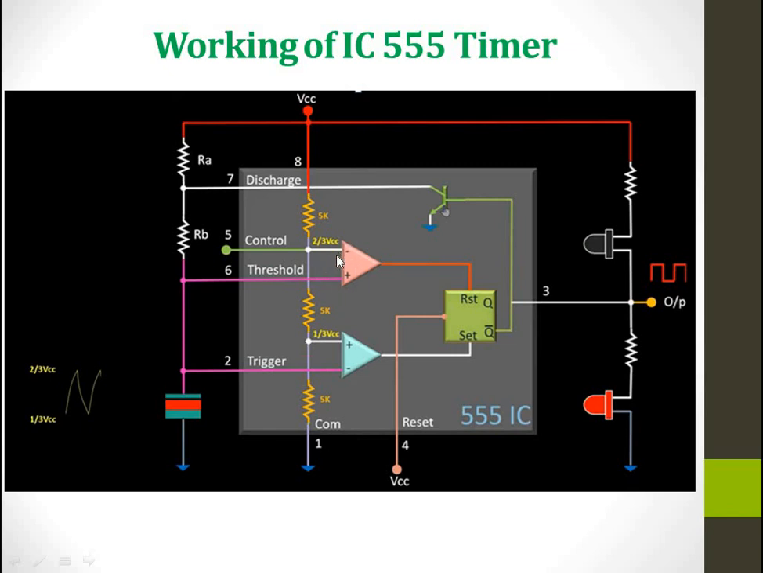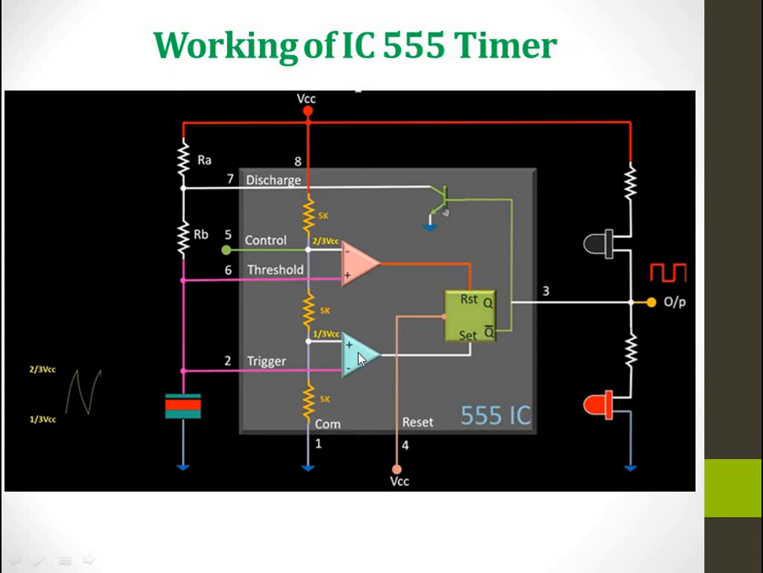So the first comparator compares this voltage, the threshold voltage, with 2 by 3 VCC. Whenever the 2 by 3 VCC is greater than this, the output will be low. When the threshold voltage is greater, then the output will be high. Similarly, for the second comparator, if the capacitor voltage is greater than this 1 by 3 VCC, then the output will be low, and if the trigger voltage across the capacitor is lower than 1 by 3 VCC, the output will be high.